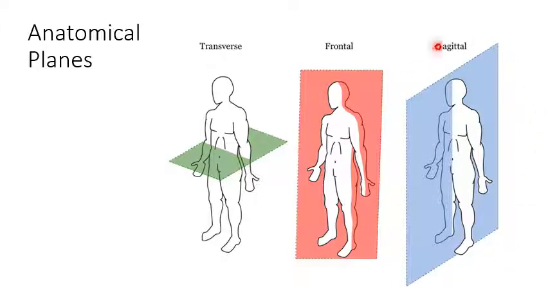And finally, you have the sagittal plane, running down the body, maybe at the midline or maybe to the side of the midline, that is dividing the body into a right part and a left part. So these planes are going to be useful for understanding the different types of angular movement.